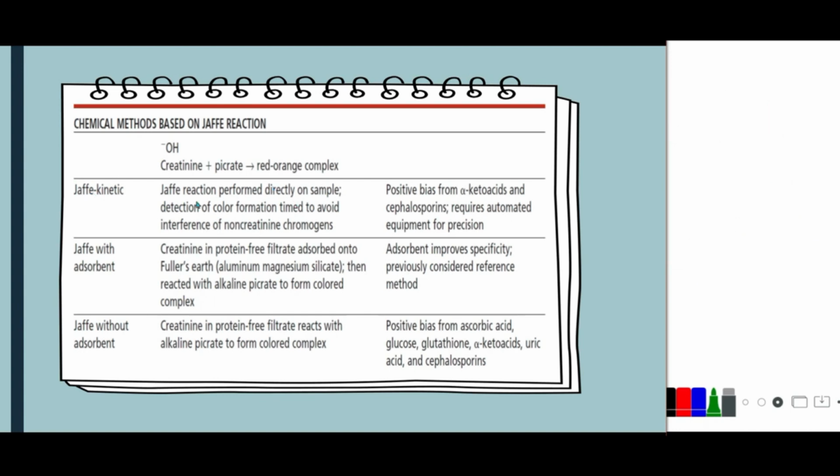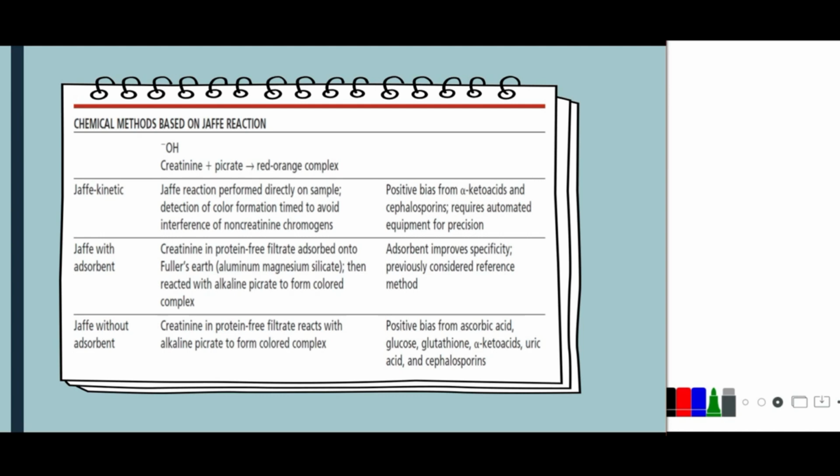What is the Jaffe kinetic method? As you could see here, the Jaffe reaction will be performed directly on the sample, and the detection of color formation is timed in order to avoid interference of non-creatinine chromogens. So what happens here is that as the reaction takes place, we are simultaneously measuring the color product formed. Okay? So we no longer wait for the reaction to finish before measuring the colored product. But as the reaction progresses, we are simultaneously measuring or detecting color formation.